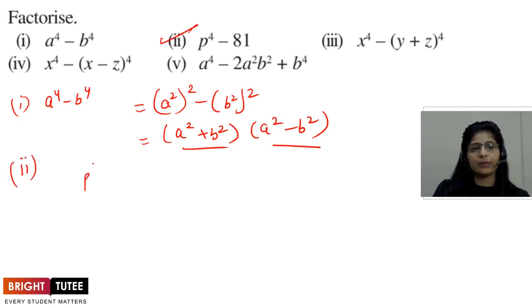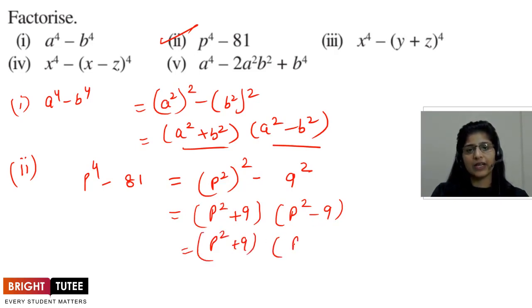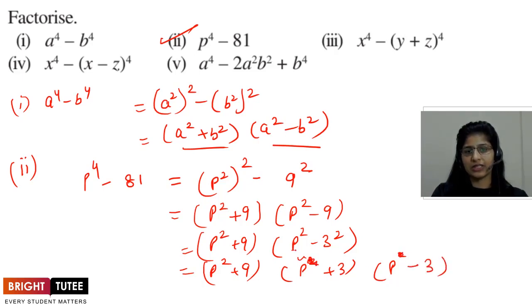Second part is also very easy, p to the power 4 minus 81. Okay, so p to the power 4 is p square whole square minus square of 9, right? So what we can do here, we can write it as p square plus 9, that is a plus b and a minus b. So p square plus 9 will be as it is. P square minus 9 can be written as p square minus 3 square, that is again, if you see, a square minus b square. So a square plus, and it will be p plus 3 and p minus 3, because it is now a square minus b square. So a plus b and a minus b. So these are the three factors you see that we have got.